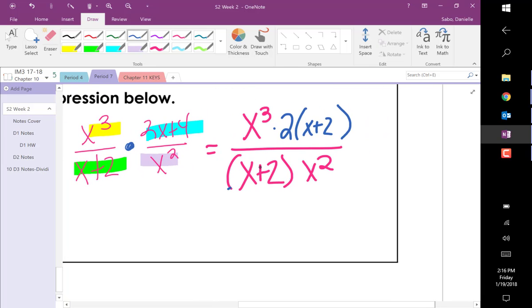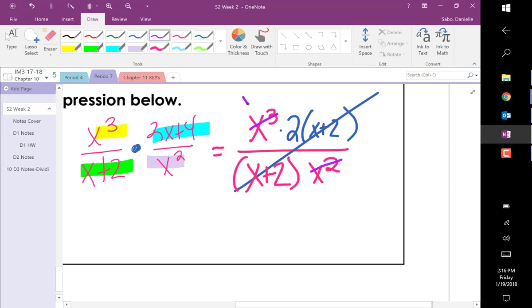So now we have some fun. At least I think it's fun because you cross off things, so that goes away. Now some people right away say, oh, I can just reduce the x cubed and the x squared. Think about this. I have 3 x's on top and 2 on bottom. 2 cancel. How many are left and where are we at? X on top. So I'm left with 1 x on top.